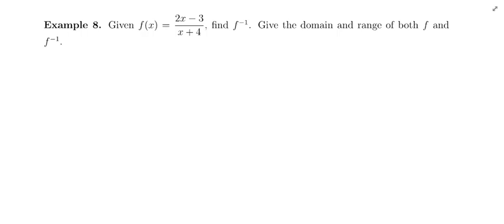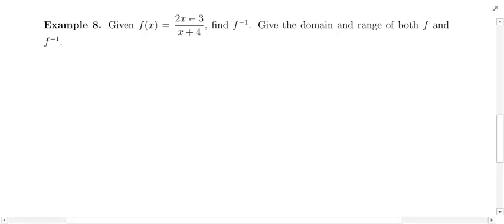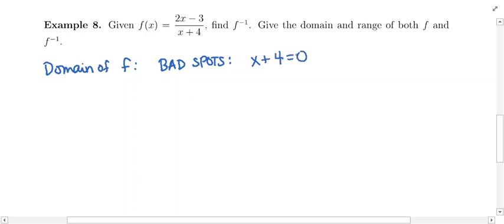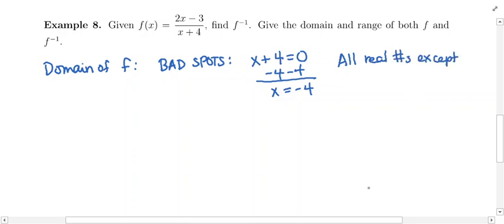I am going to start by dealing with the domain of the original function. The original function is a fraction, it is a rational function. So for the domain of f, I know that the bad spots are going to be when the bottom is equal to 0. So I need to take the bottom, set it equal to 0, and solve. I'm going to get that x equals negative 4 is a bad spot. If you go back to the original function and plug in negative 4, you're going to get negative 4 plus 4. That's going to be 0 in the bottom. That's bad. So the domain of the original function is going to be all real numbers except x equals negative 4.